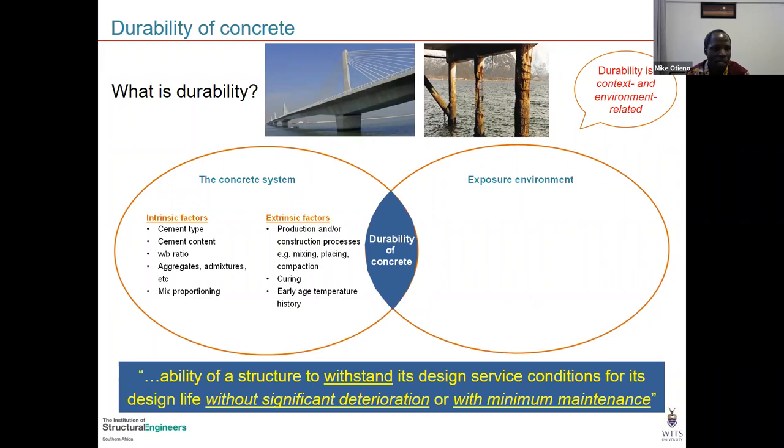Now, in terms of the concrete system, there are factors that we really need to think about. We need to think about the type of cement that we use. We really need to think about the amount of cement that we use. And in this case, I need to state it clearly that it's not the amount of cement that you use that determines how good your concrete is from a durability point of view, but it is really the type of cement. Water to cement ratio is equally important for durability, just like it is for strength. But of course, the consequences of high water cement ratio are much more grave for durability than for strength. Then we also think about the materials, and of course, mix proportioning, which is basically what we need to think about from a durability point of view.